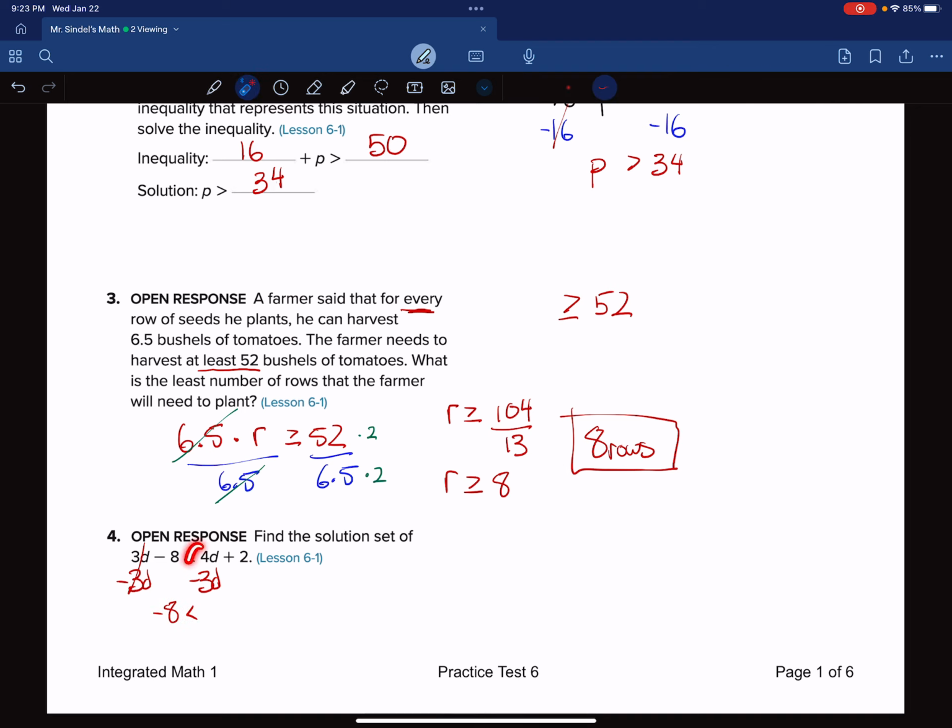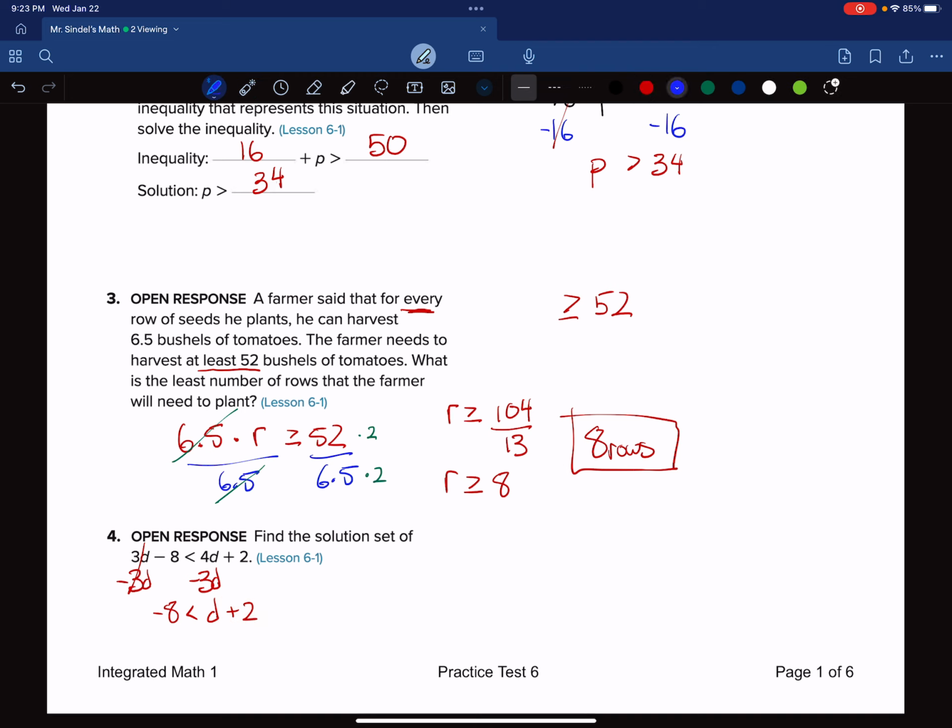If I have 4D minus 3D, those are my like terms. They both have variables. So 4D minus 3D is just 1D. I don't write 1D, I just write D. 1D is unsimplified, so I'm just going to write D, and that's still plus 2. Okay, so if I have a D on this right side, that means that all of the other things, the non-variables, have to go to the other side.